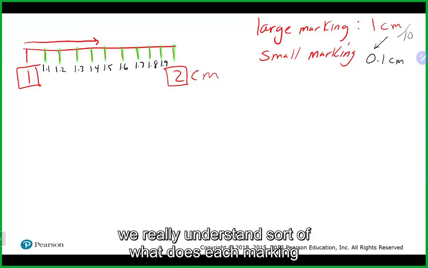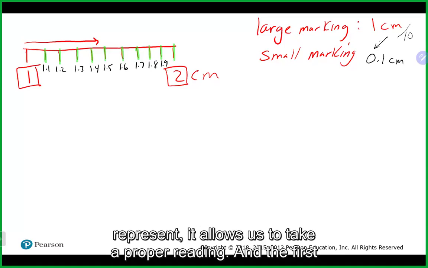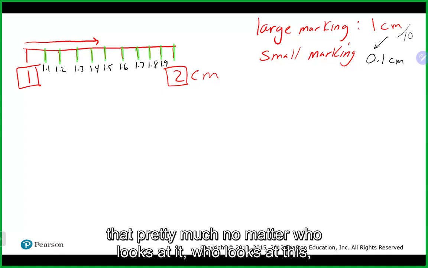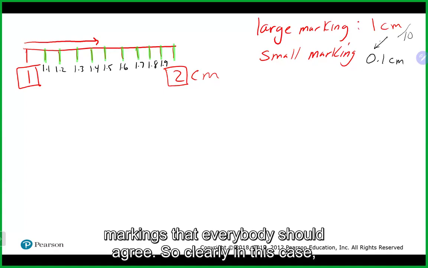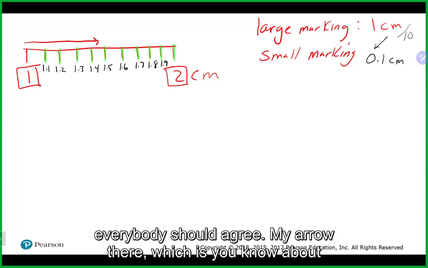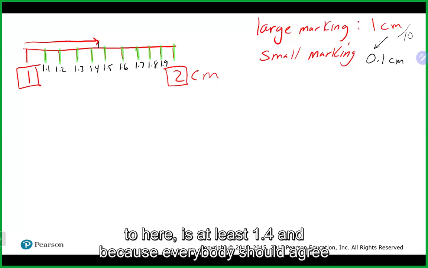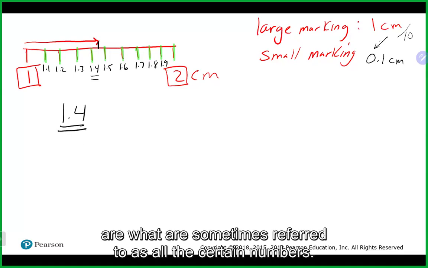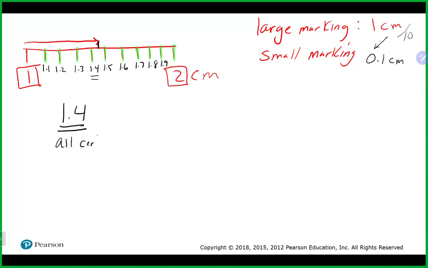And now that we really understand what each marking represents, it allows us to take a proper reading. The first thing that we want to do is record any numbers that, no matter who looks at these markings, everybody should agree on. So clearly in this case, everybody should agree my arrow there is at least 1.4. Those numbers should definitely be recorded. These are what are sometimes referred to as the certain numbers.